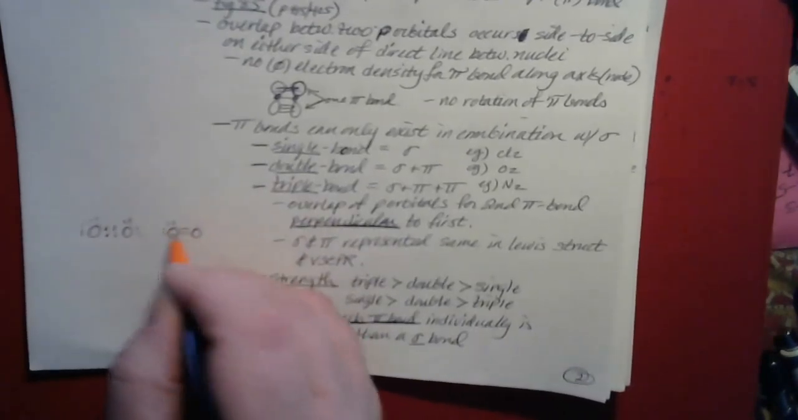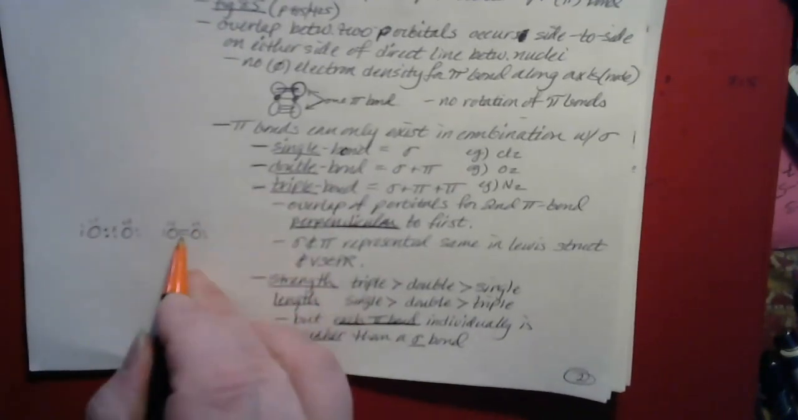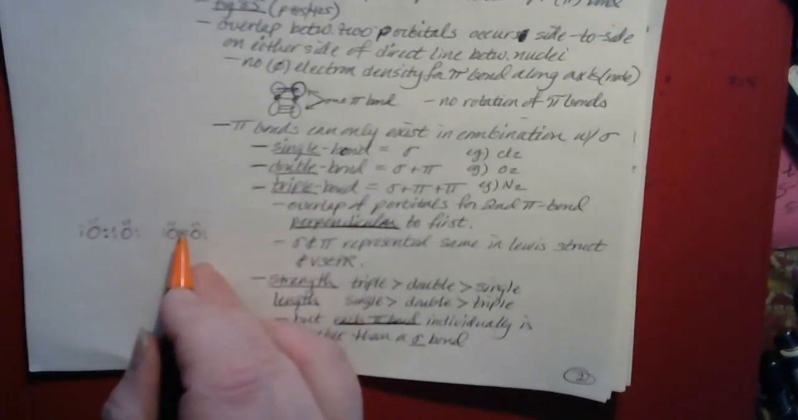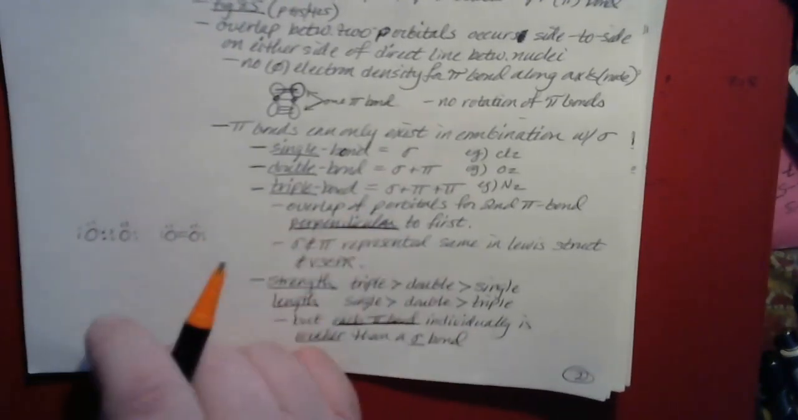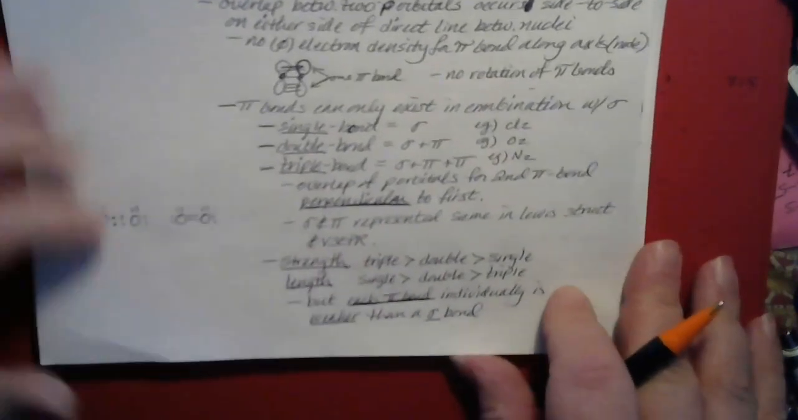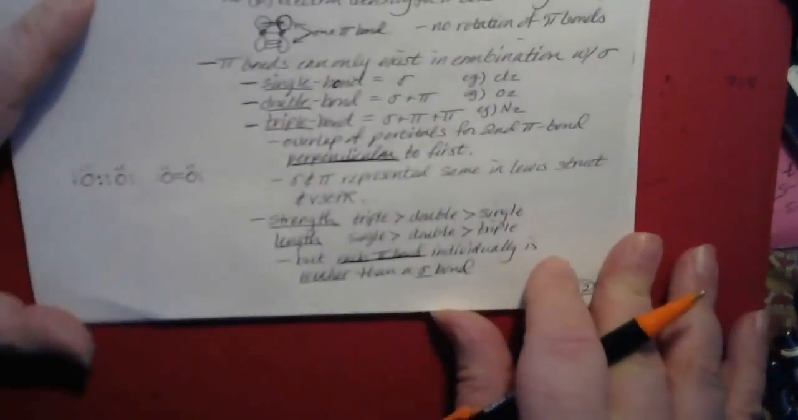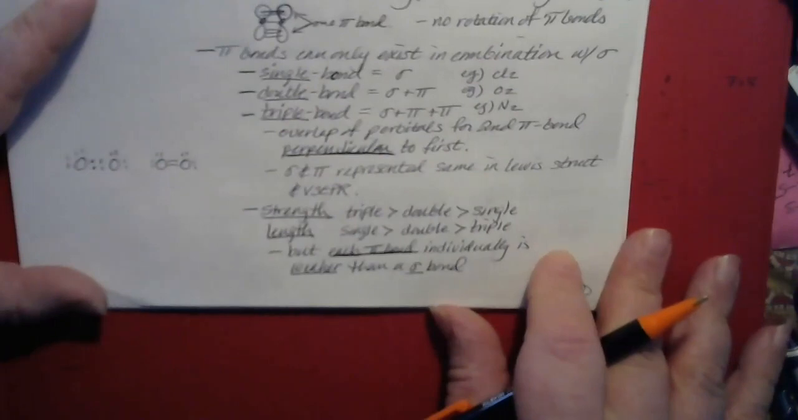Or if you draw Lewis structures like this with lines representing the bonds, again, a double bond consists of 2 lines, but there's no way to tell which of those lines is the sigma bond and which is the pi bond. And in fact, as far as the Lewis structure goes, it doesn't matter. What matters is that there's a double bond, and the double bond is 1 sigma and 1 pi.